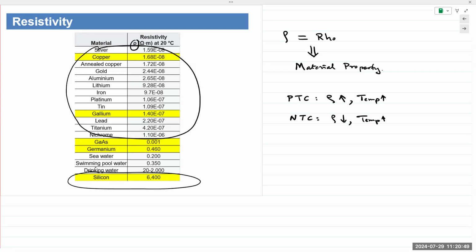Not really. The question being asked was whether the PTC and NTC terms were relevant to the class. Well, it's knowledge, it's information. But if the question is whether I'm going to test you on these, then the answer is no.